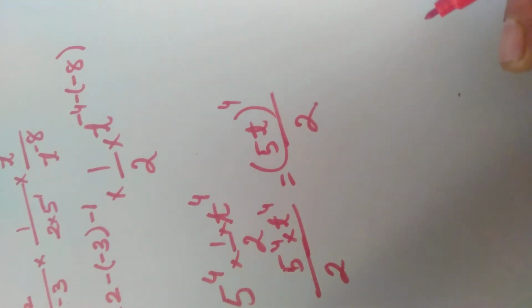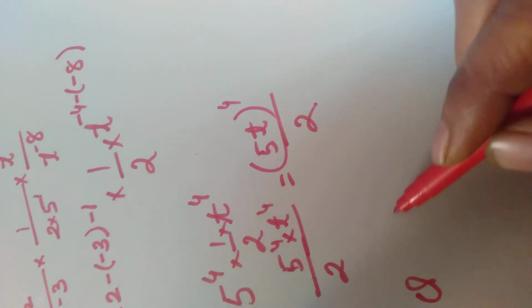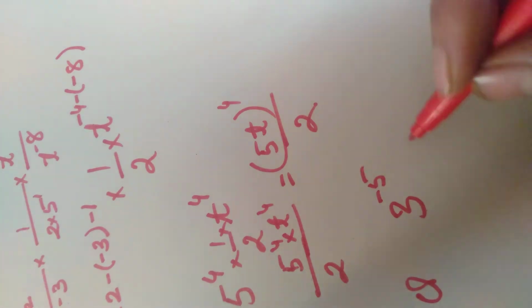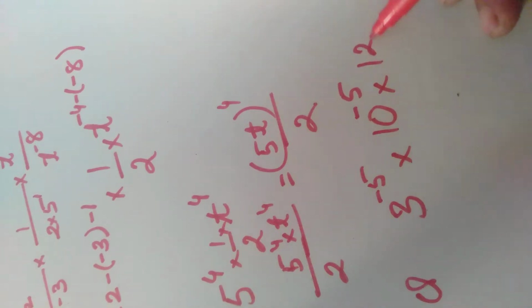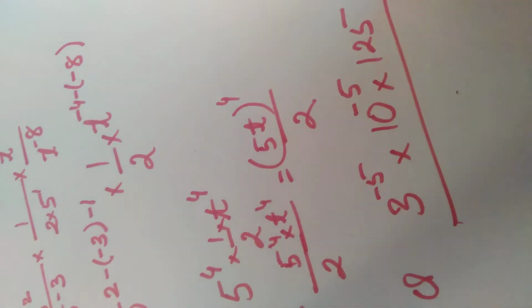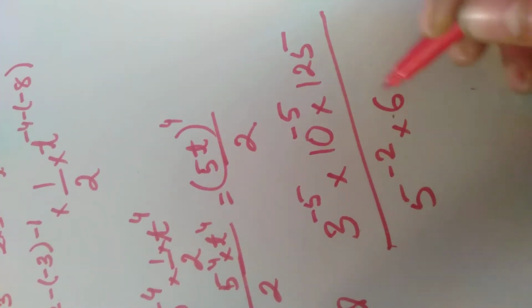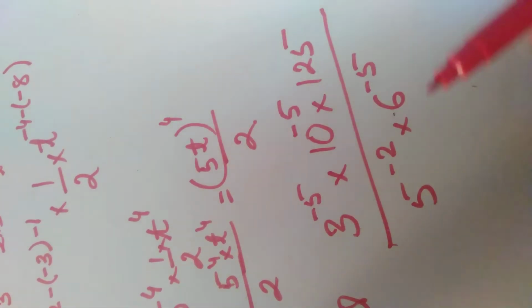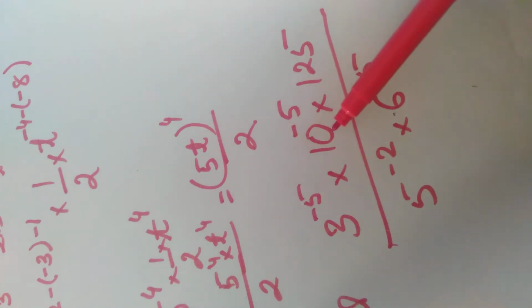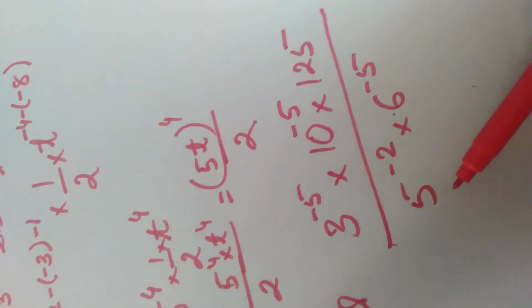Now let us move to the another one. 3 to the power minus 5 into 10 to the power minus 5 into 125 whole upon 5 to the power minus 2 into 6 to the power minus of 5. So what we have to do is just see the common things. 3 to the power minus 5, 10 can be written in terms of the product 2 into 5. 125 is a cube of 5, and this one.